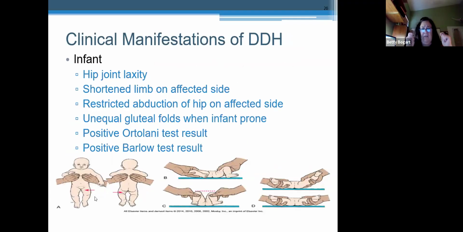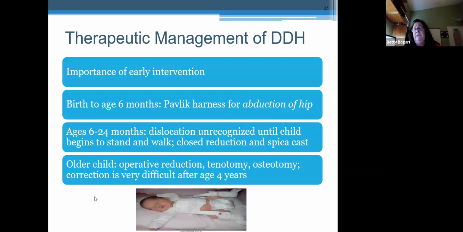So you'll hear that shortened limb. You're going to see the abduction of the hip. The gluteal folds are going to be one's up, one's down because that's where the hip is. And then positive Ortolani, positive Barlow tests. What do we do when we see that the hip is not in a joint? Well, in order to walk, they need to have it there. So again, this is a neonate. We find this at birth.